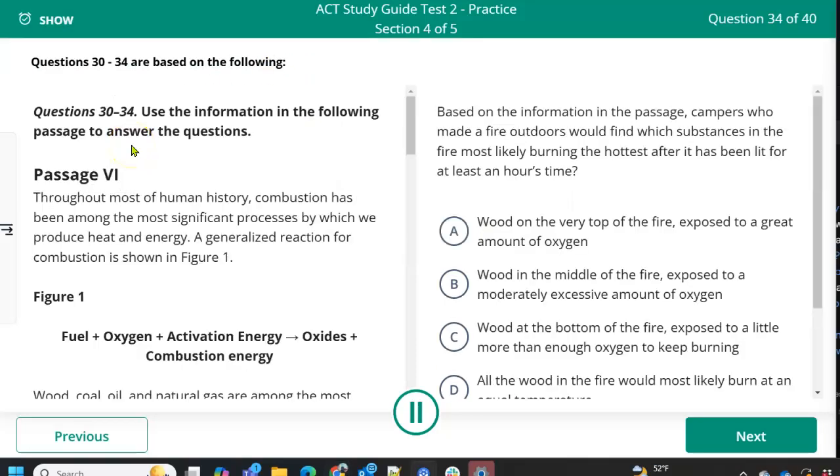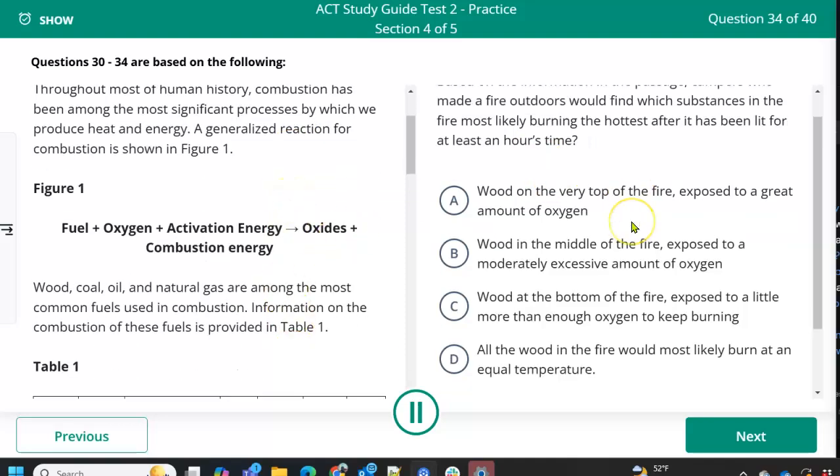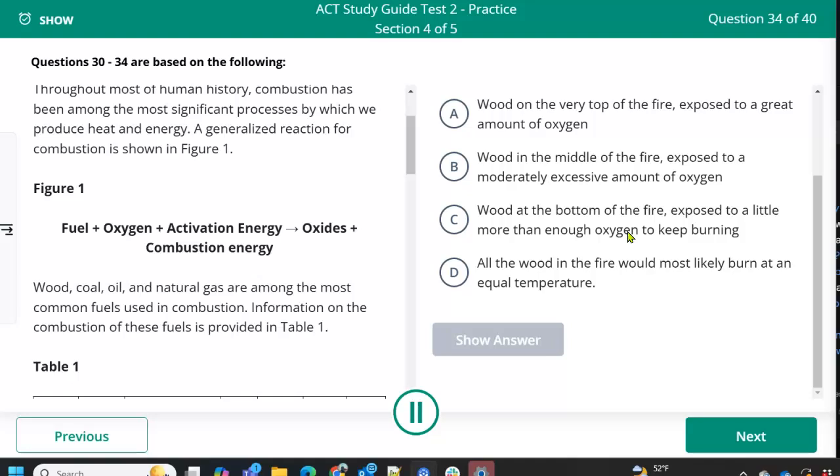Based on the information in the passage, campers who made a fire outdoors would find which substances in the fire most likely burning the hottest after it has been lit for at least an hour's time. Okay, so this is all wood. Wood on the top of the fire, exposed to a great deal of oxygen. Wood in the middle, accessible. Okay, I see where we're going with this.